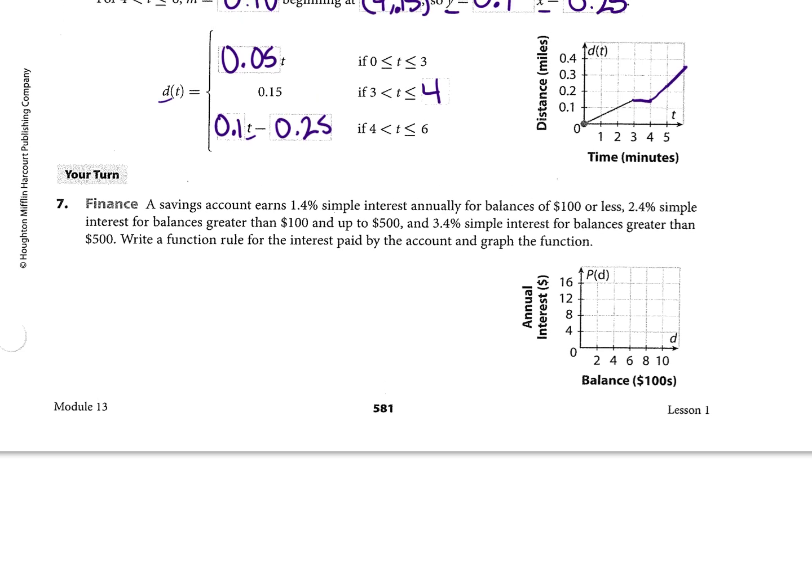So here we go. The first piece is for balances $100 or less. So if x is less than or equal to $100, they get 1.4% simple interest, which is 0.014 if we're writing it as a rate. And then in the next section, they get 2.4% if they have a balance greater than 100 and up to 500.